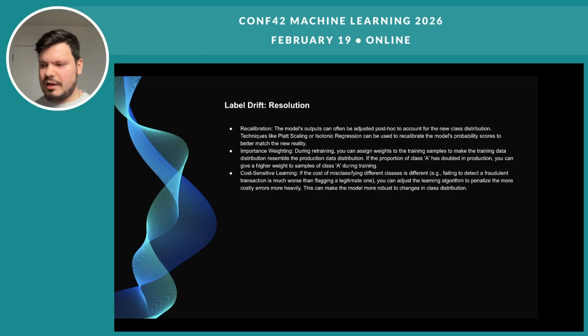For example, the minority and majority classes of the targets. We can use weights to adjust, for example, higher weights for the minority and lower weights for the majority to balance our data. And the last one is cost-sensitive learning. When we train our model, we can use a specific learning algorithm which penalizes the more costly errors more heavily. This can make the model more robust to changes in class distribution.